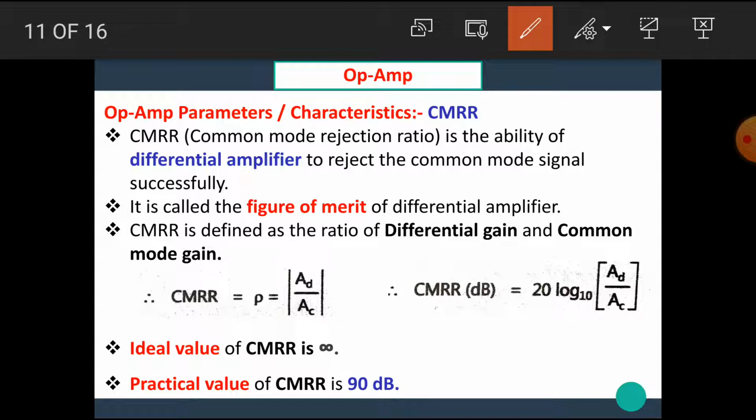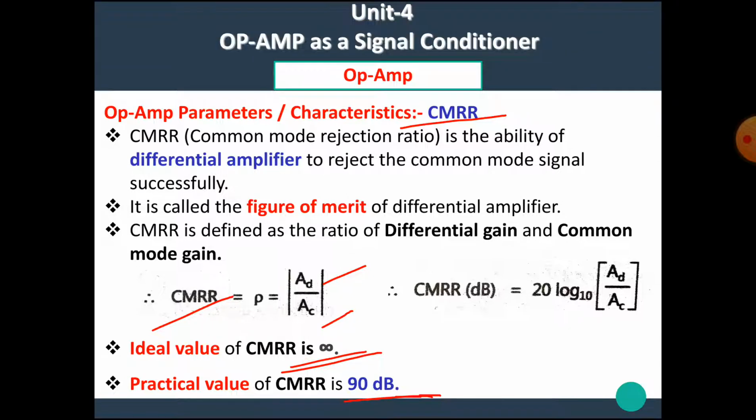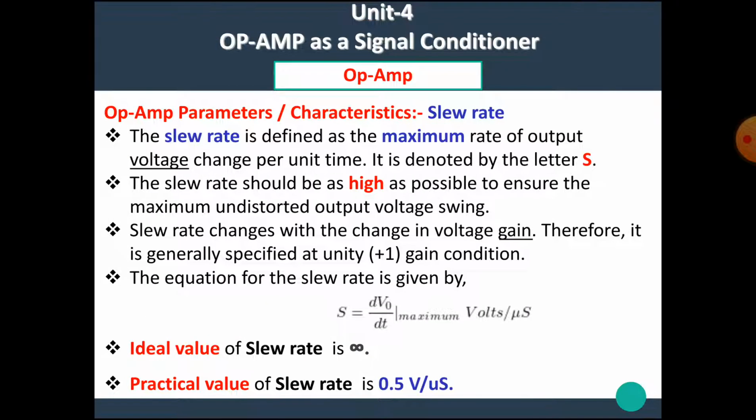The CMRR is also expressed in decibel. For that purpose, the formula is CMRR in decibel is equal to 20 into log 10 of AD upon AC. Okay, I hope you all understand what is the common mode rejection ratio. It is very simple. The ratio of differential gain versus the common mode gain is known as CMRR, and ideally its value is infinity, but its practical value is 90 decibel. I hope you all understand this term, common mode rejection ratio.